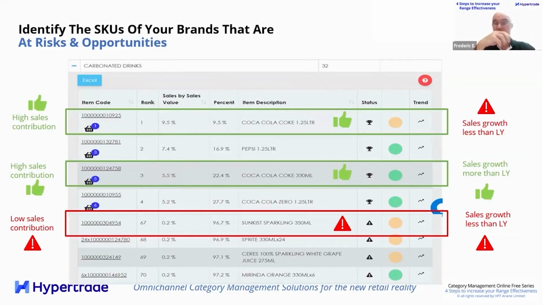The next thing I'm going to look at, and you can see this through this orange or green, is going to tell me if that very SKU has its sales growing versus the same period last year or not. So if it's orange, here I can see that this SKU is not growing versus last year. This one is.